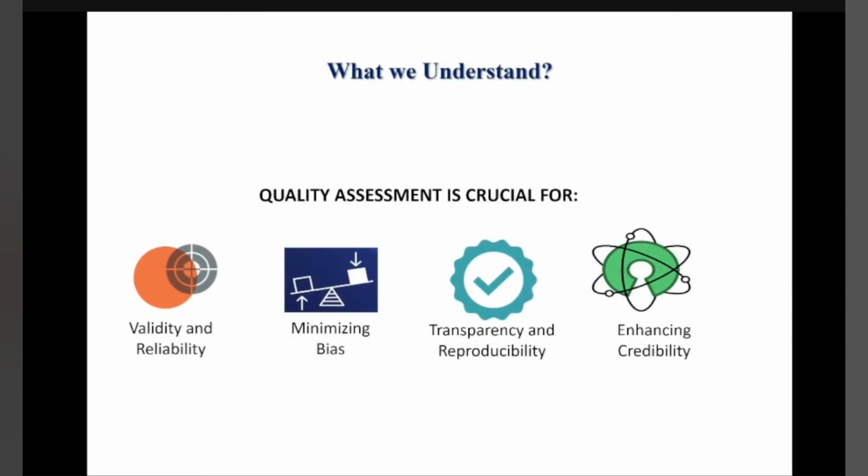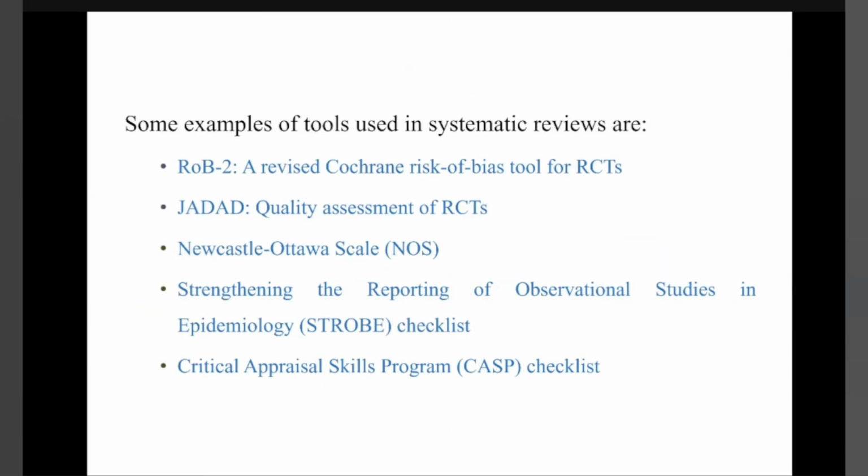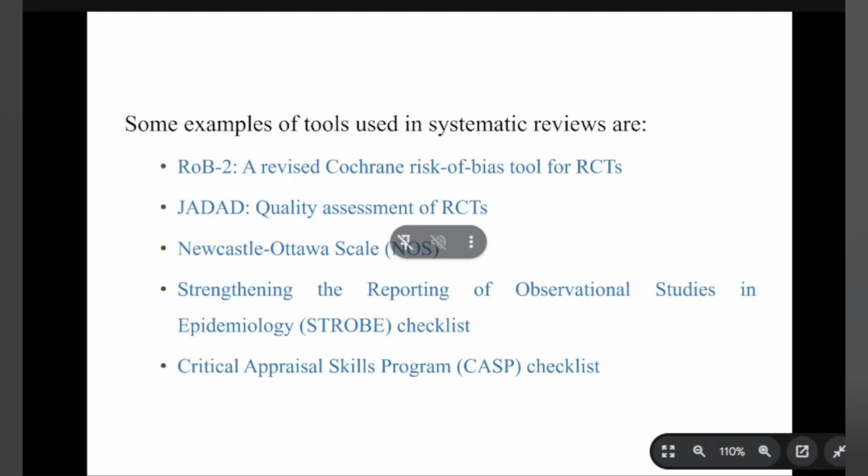These I have already told. So these are the examples of what we use in a systematic review. Some tools like ROB2, which Cochrane has given, you can find on the website also. These are only used for randomized controlled trials. Then we have the JADAD scale, which is also a scale used for RCTs.